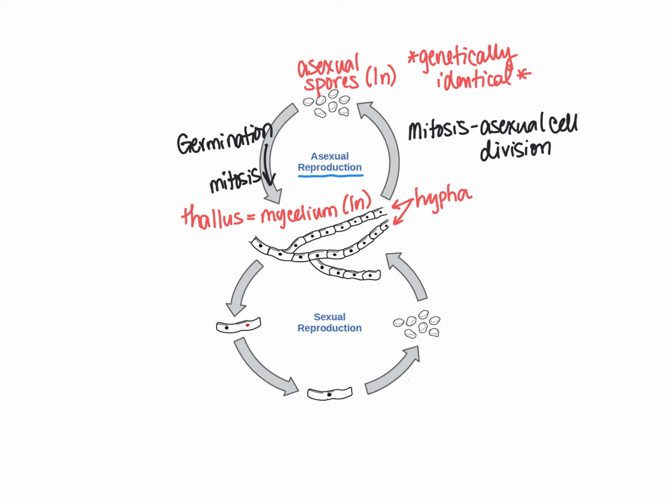And remember that there are benefits to asexual reproduction. So the fungi don't need to find a mate. All right, so the fungus can reproduce on its own. It doesn't need to find another fungus in order to reproduce. There are fewer resources needed compared to sexual reproduction, so less energy and resources needed.